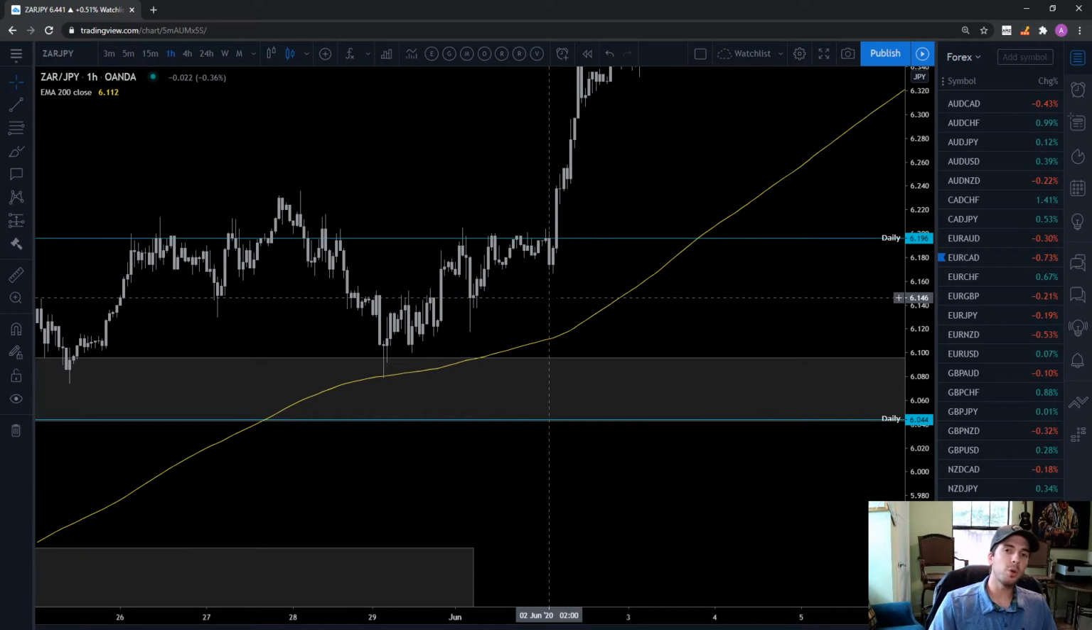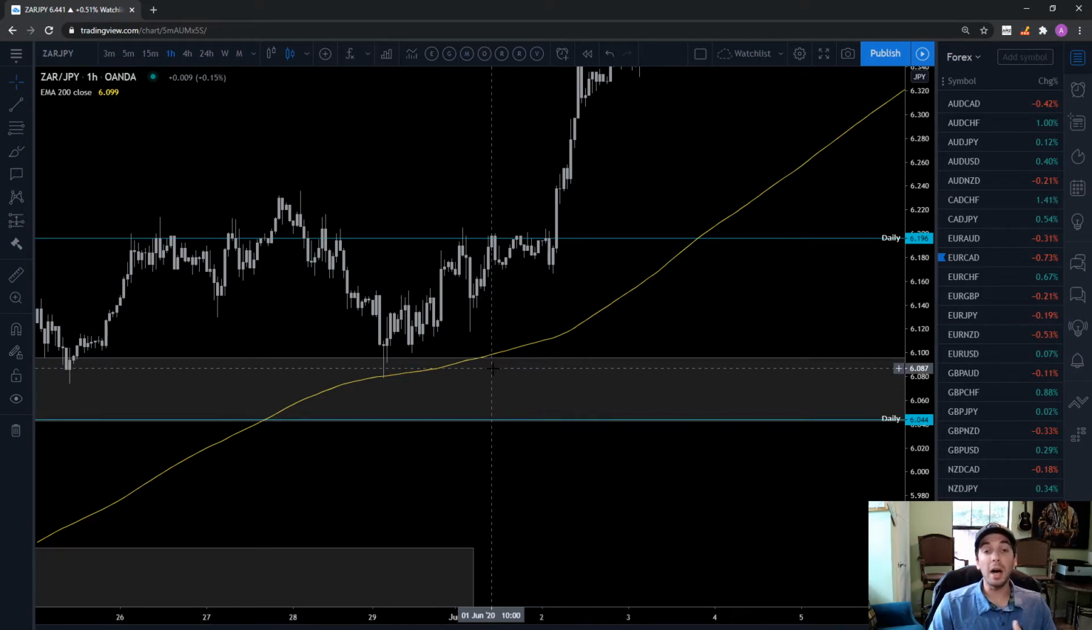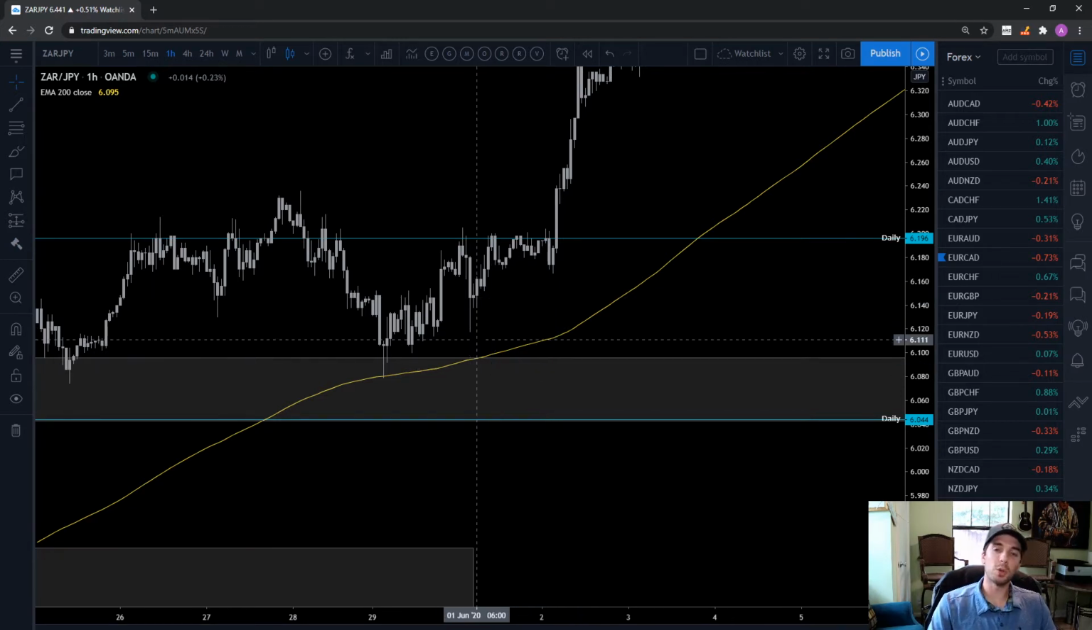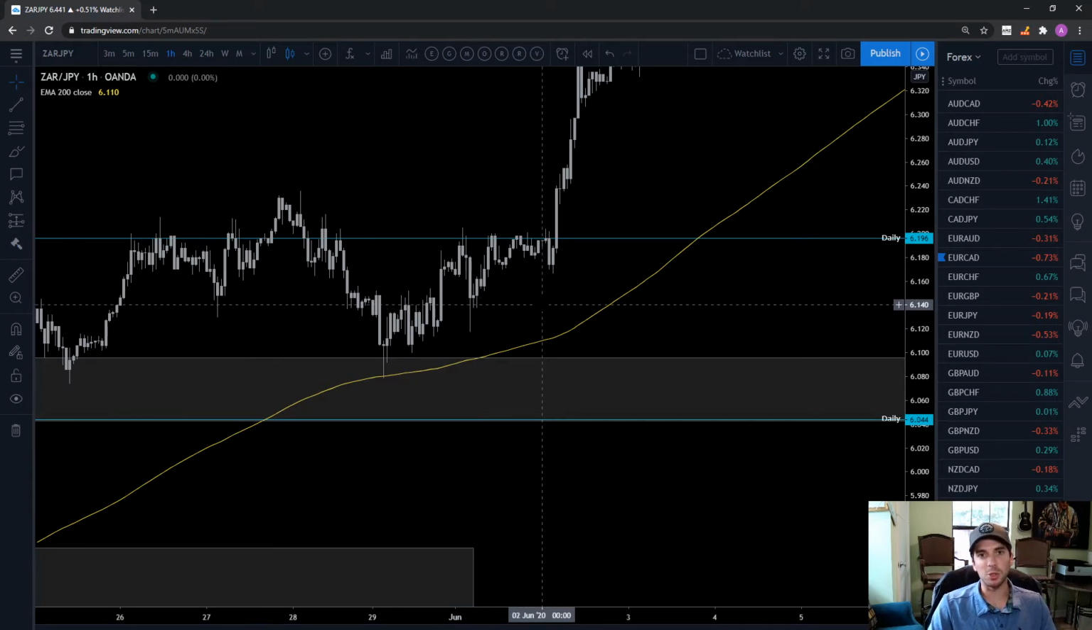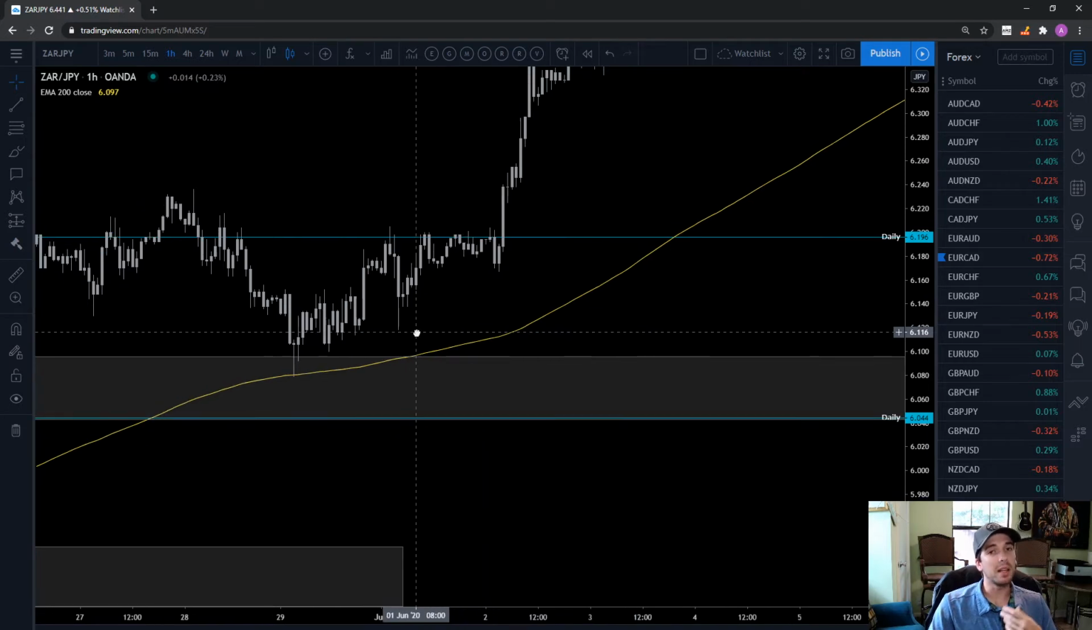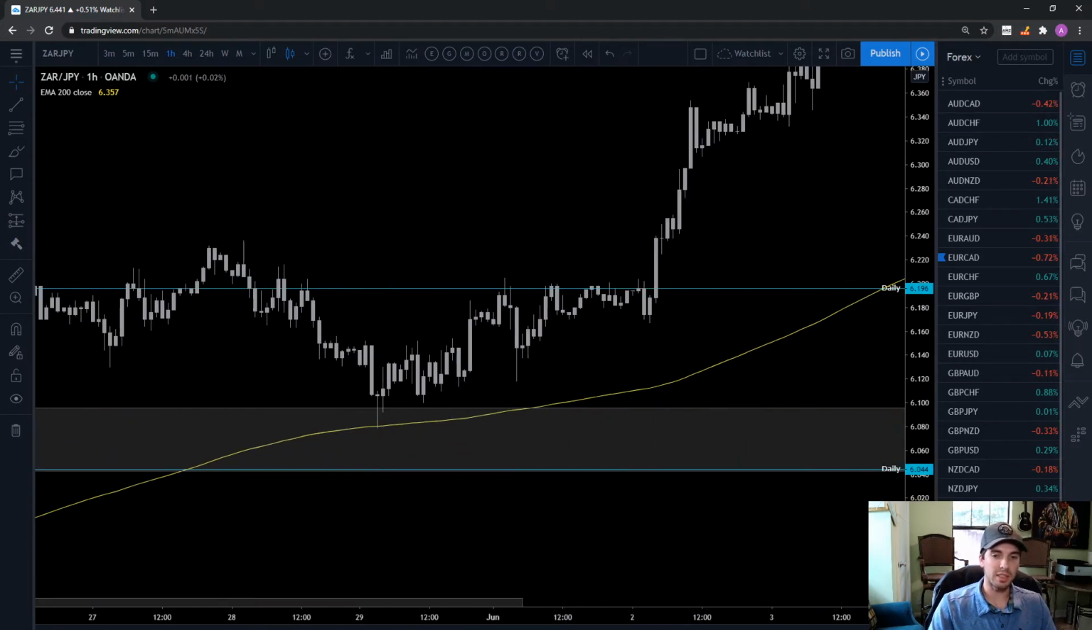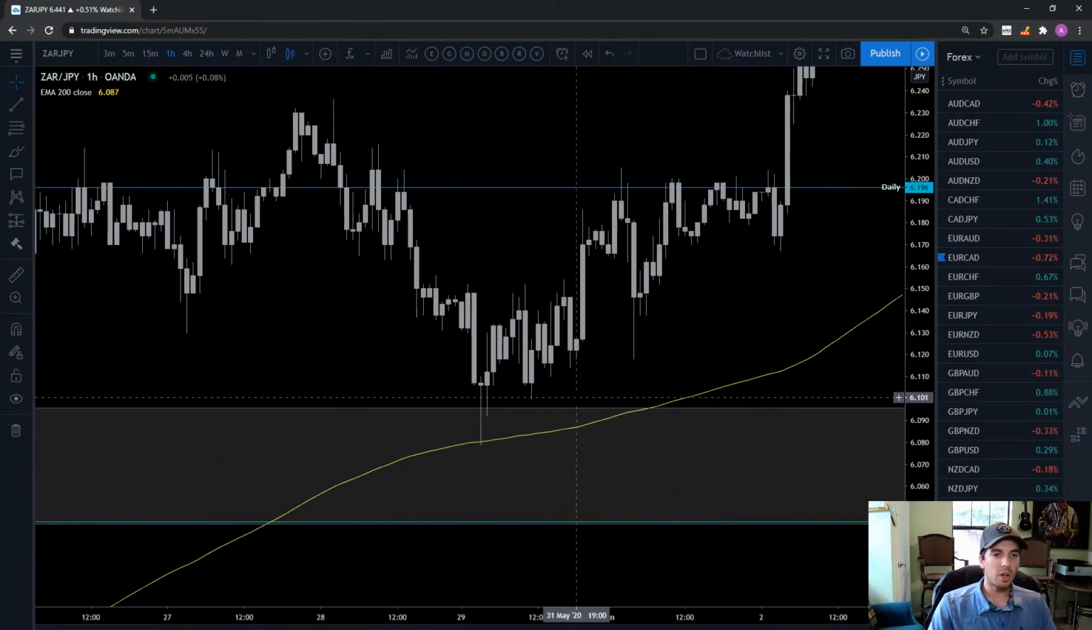The longer you wait, or the more confirmation you wait for on a trade, the higher your probability of success. But at the same time, the lower your risk reward ratio is going to be the more you wait for that confirmation. So the earlier you get in, the more profits you potentially have, but the lower the probability of success. So I'm zoomed in.